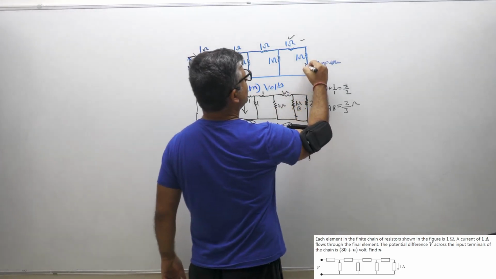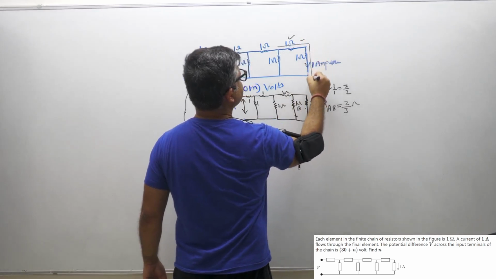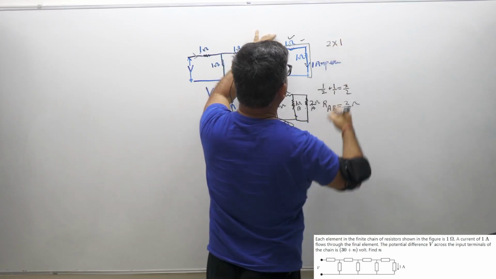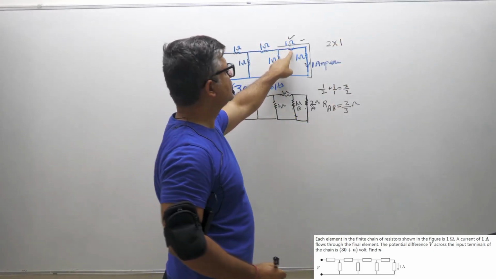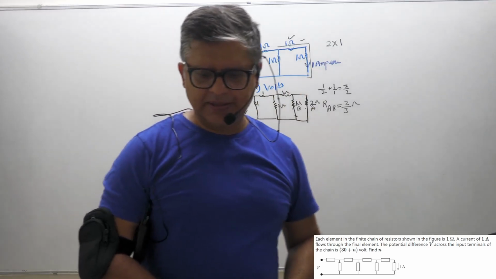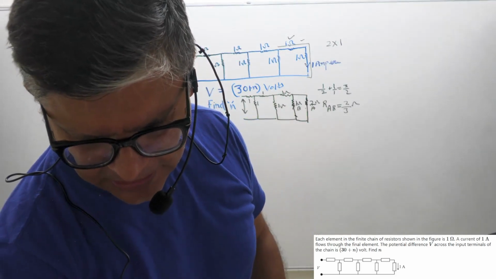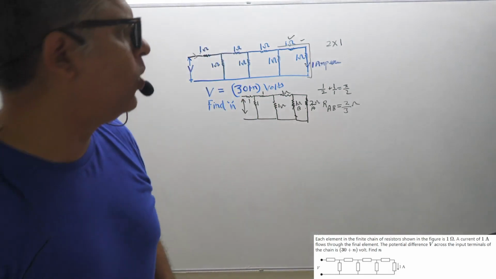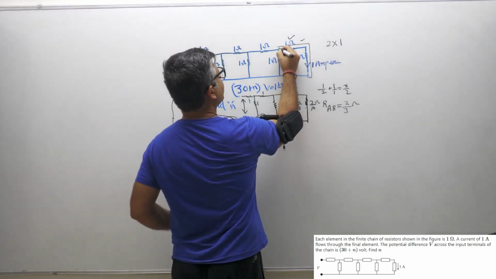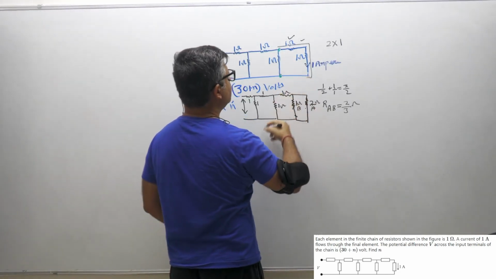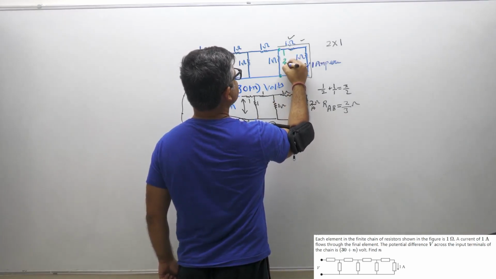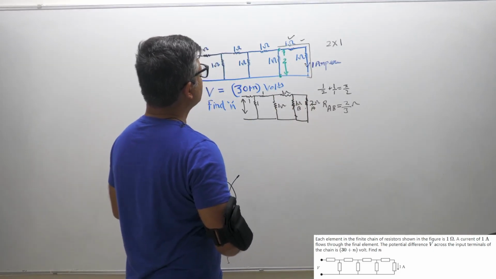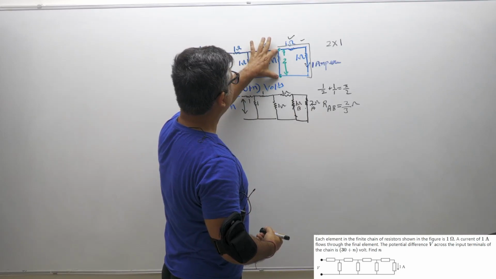Now, if you know this current is 1 ampere, what is the voltage between these 2 points? It is 2 into 1, because this is 1 plus 1, 2 ohms. 2 into 1 is the value of the voltage across the last ladder, and the value is coming out to be 2 volts. So the potential difference from here to here, using a different color now, is 2 volts. Essentially the voltage between these 2 points is 2 volts.